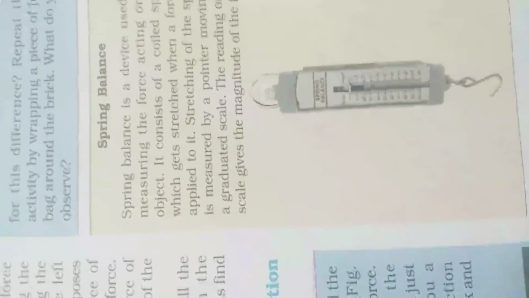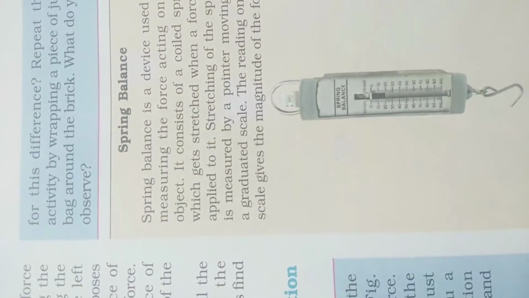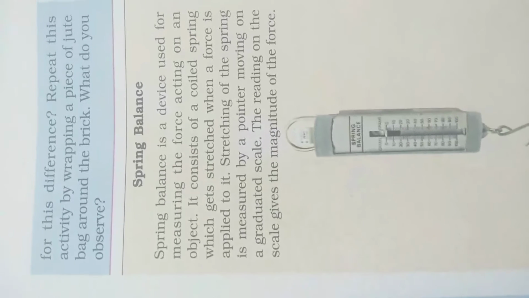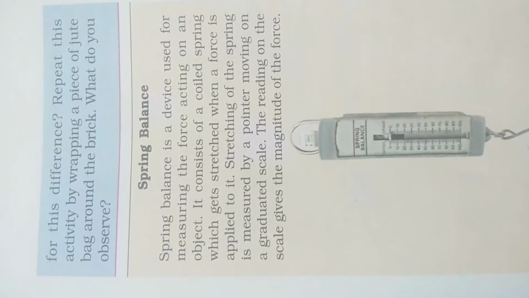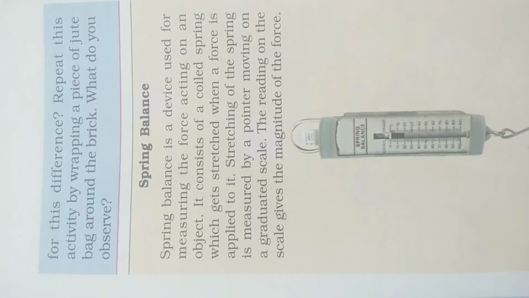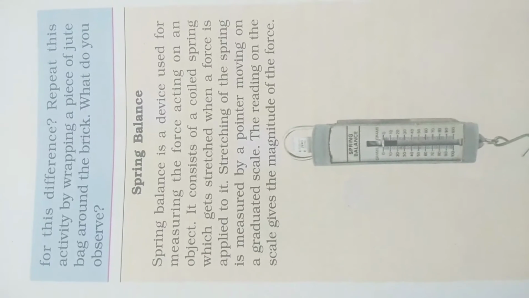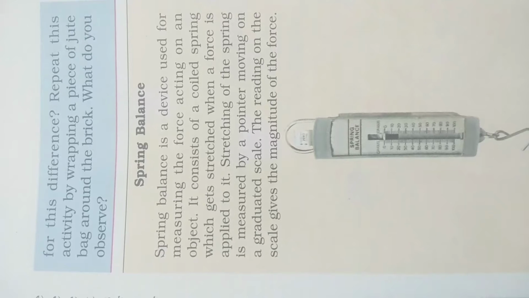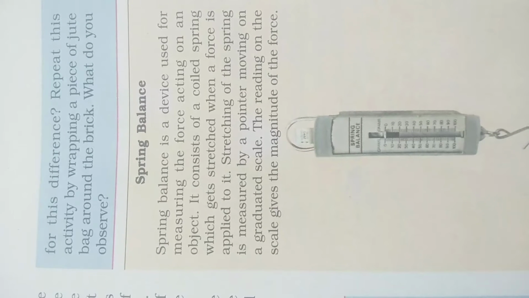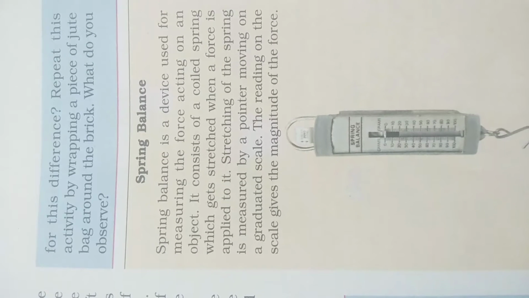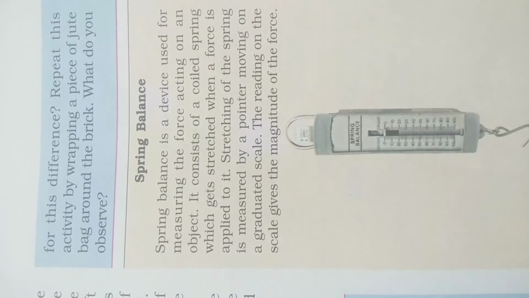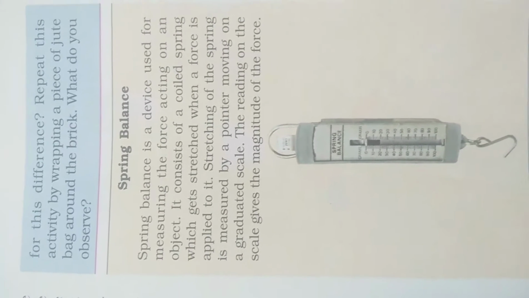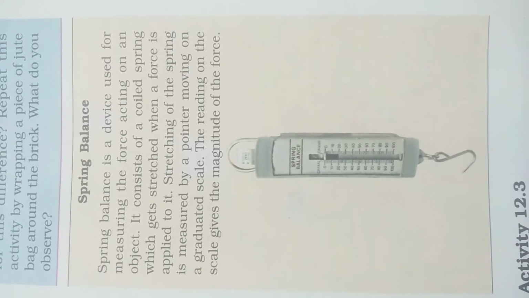Repeat this activity by wrapping a piece of jute bag around the brick. What do you observe? Again there will be a difference in the friction because of the surface. So you have to count the frictions of different surfaces by measuring with the spring balance. Spring balance will measure the friction between the different surfaces. So here is the instrument called spring balance.